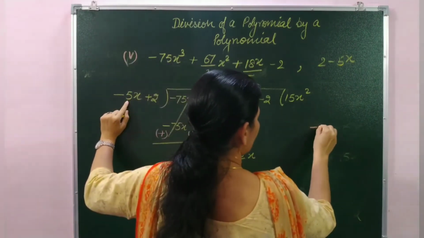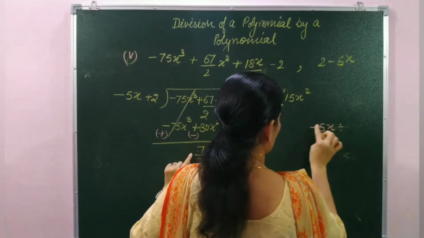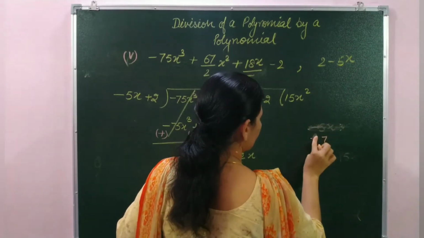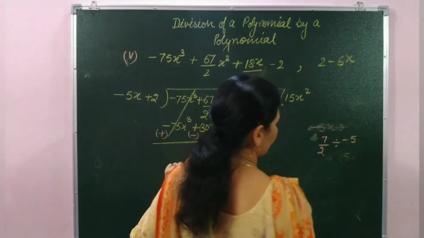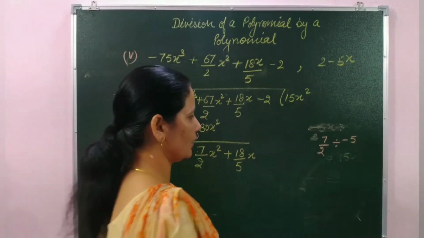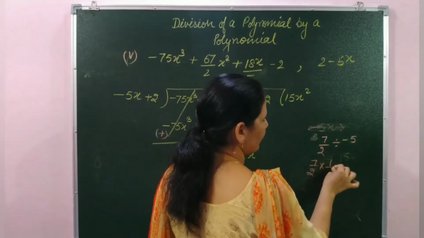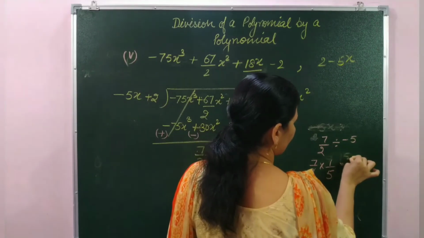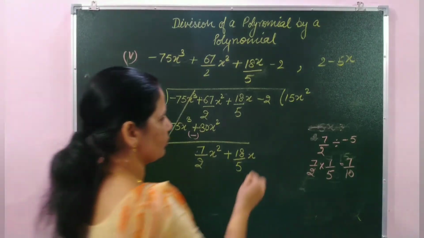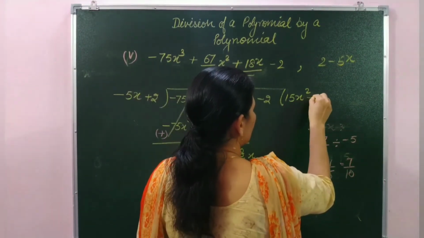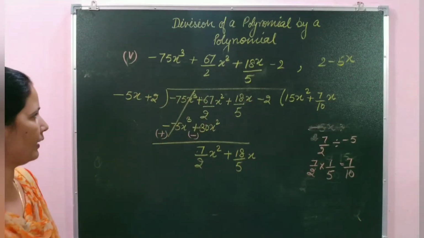We have the divisor minus 5x, and we have to divide this one, 7 by 2 x square divided by minus 5x. So students, to divide this one, it becomes 7 by 2 multiplied by 1 by 5, 7 ones are 7, 5 twos are 10. That means we have to use 7 by 10. Here is x square, here is x. So the term required is plus 7 by 10x.